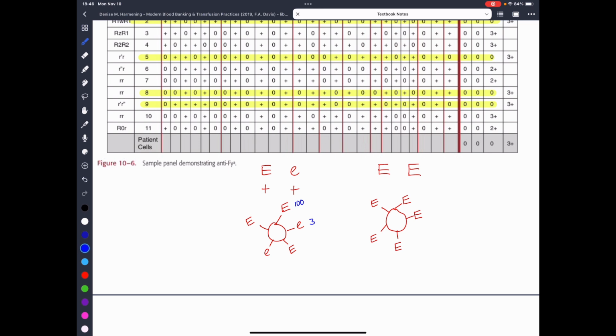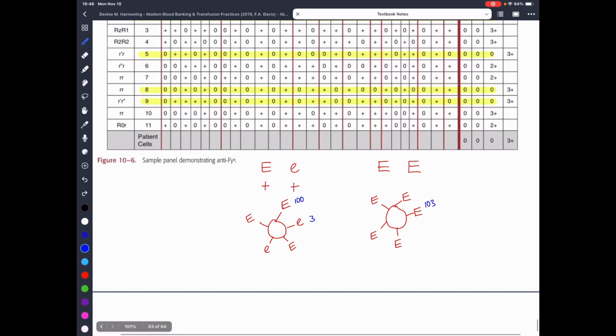And so in this example, there would be 103 big E. So it would be both of these combined. And so obviously we would get a positive reaction if there were anti-big E exposed to these red blood cells. So there wouldn't be any confusion with this reaction, but there could be with this reaction if we have the 103 situation or something similar. And so this is what the textbook refers to as dosage.